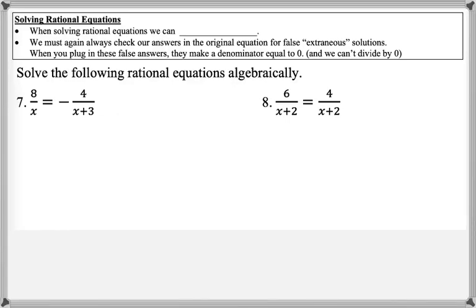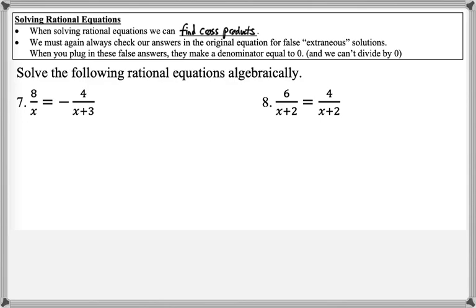The next type of equations that we are looking at are rational equations. So we are dealing with fractions. And when solving rational equations, we can find the cross products. And we must again always check our answers in the original equation for false or extraneous solutions.